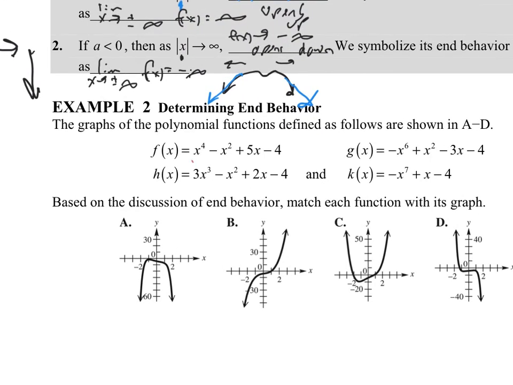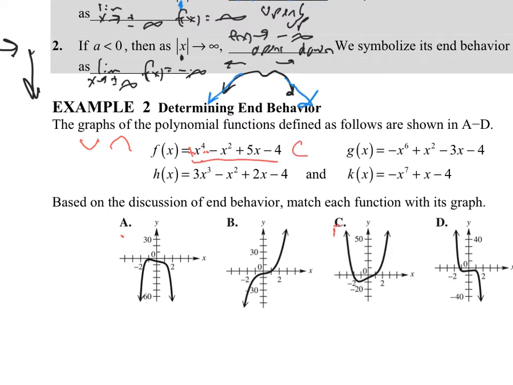Let me start with this first one. It's positive, so they both have to open up or both have to open down. So right away, I know the answer could be A or it could be C, since it's an even power. And since it's positive, it has to open up. So I would say this one has to match up with C. That matches C.